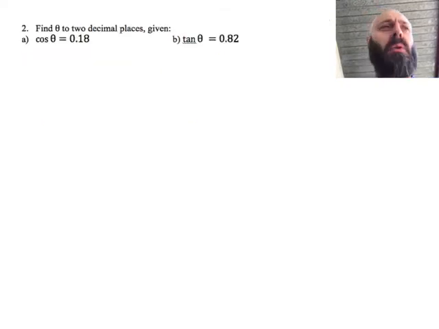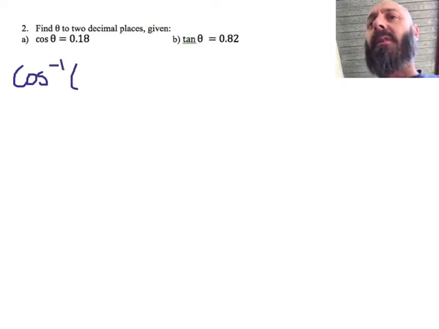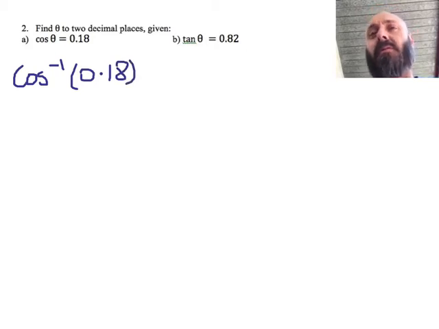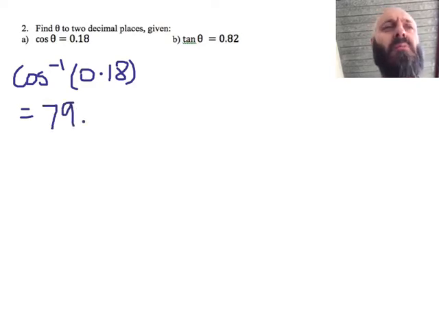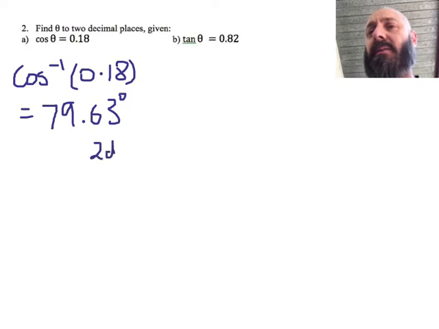Okay, here's our second question. In this one you need to find theta. So obviously if I want to know what theta is, I need the inverse, which is cos to the minus 1, anti-cos, actually not arc cos. And here we go, I've done this one and I get 79.630 degrees. I'm going to leave that at 63 degrees. That's to 2 decimal places.